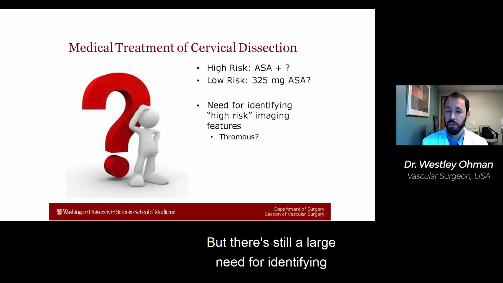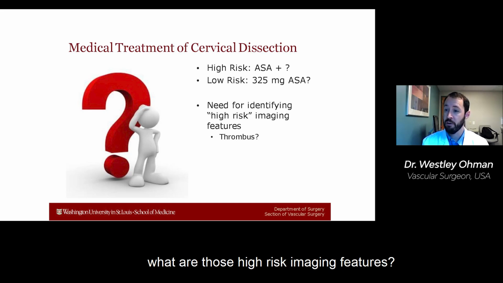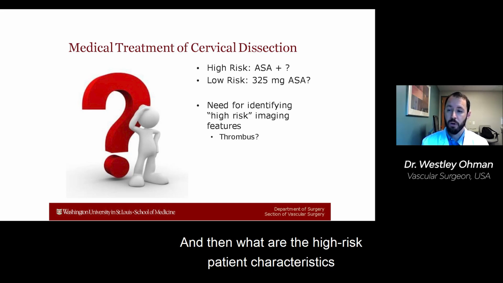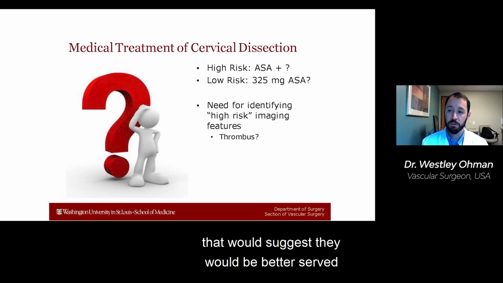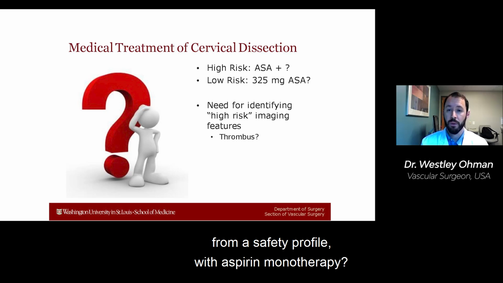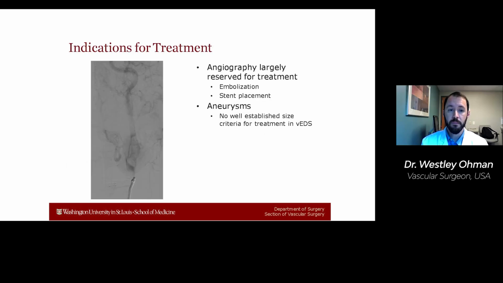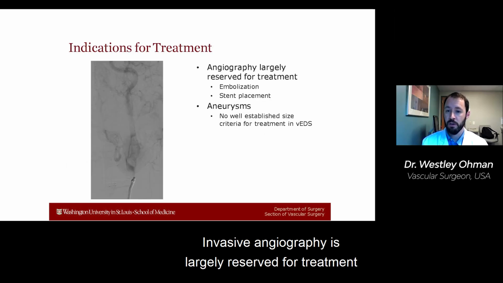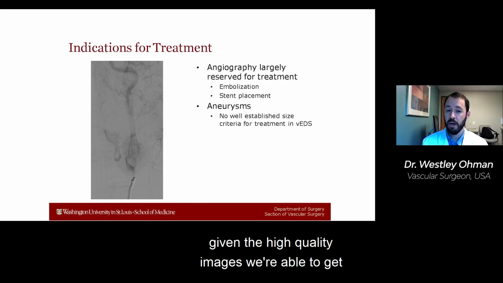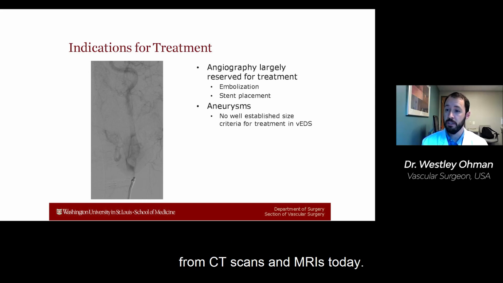But there's still a large need for identifying what are those high risk imaging features, and then what are the high risk patient characteristics that would suggest they would be better served from a safety profile with aspirin monotherapy. So indications for treatment: invasive angiography is largely reserved for treatment given the high quality images we're able to get from CT scans and MRIs today.